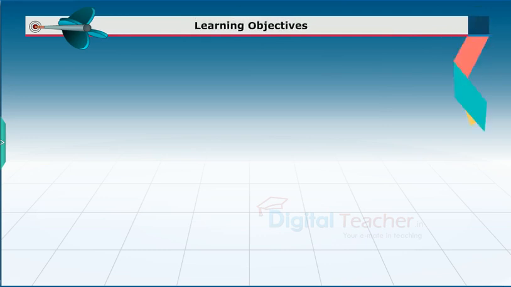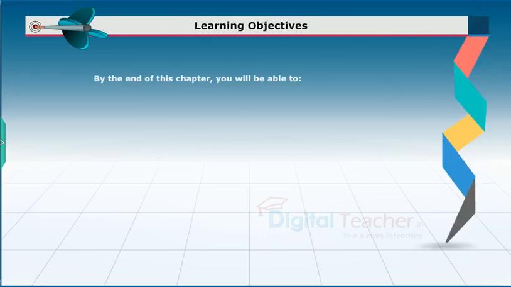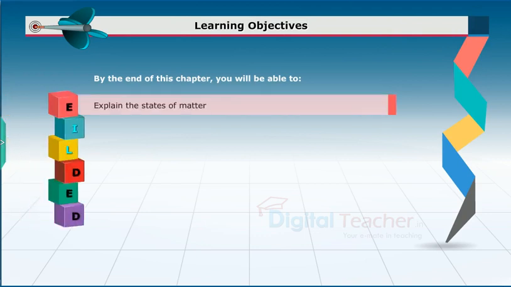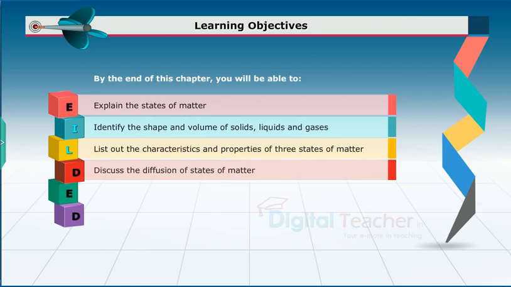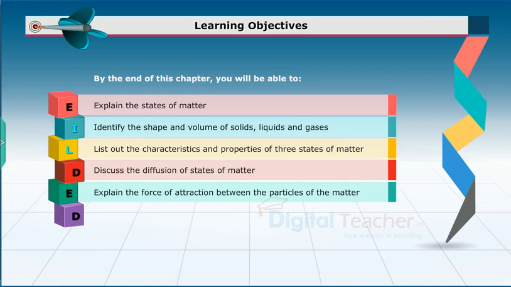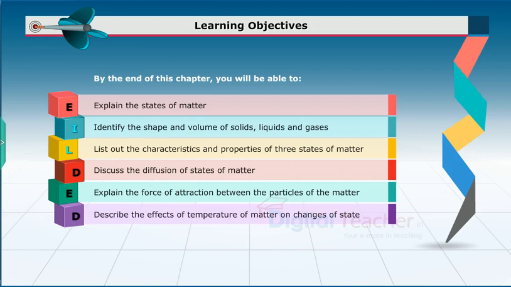Learning objectives. By the end of this chapter, you will be able to explain the states of matter, identify the shape and volume of solids, liquids and gases, list out the characteristics and properties of three states of matter, discuss the diffusion of states of matter, explain the force of attraction between the particles of the matter, and describe the effects of temperature of matter on changes of state.